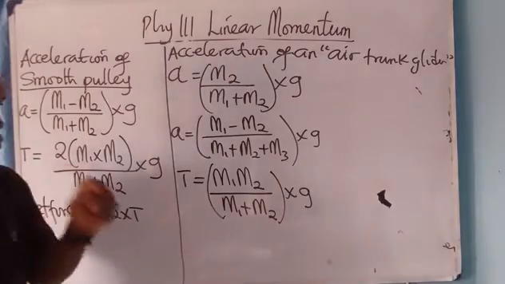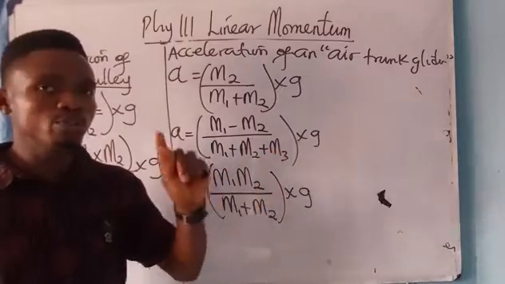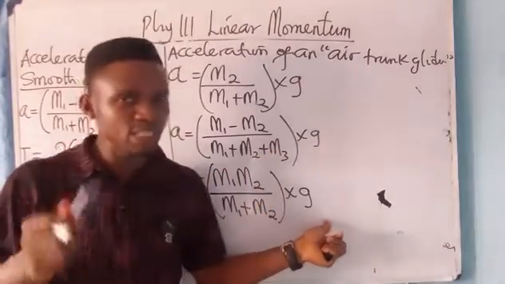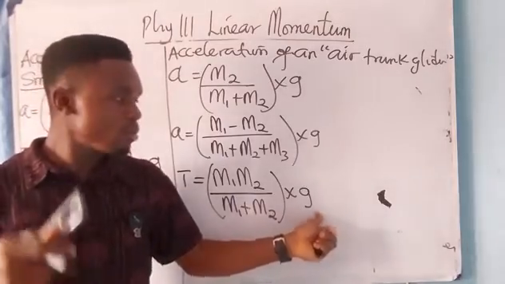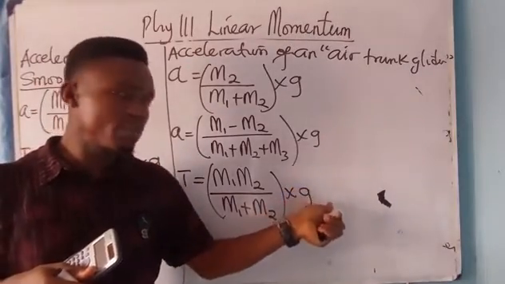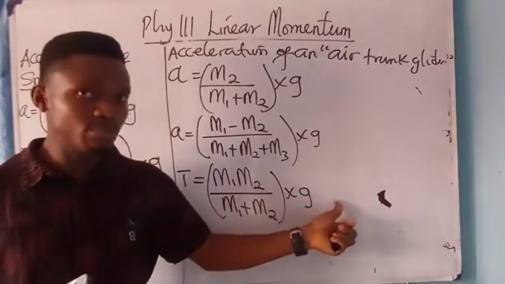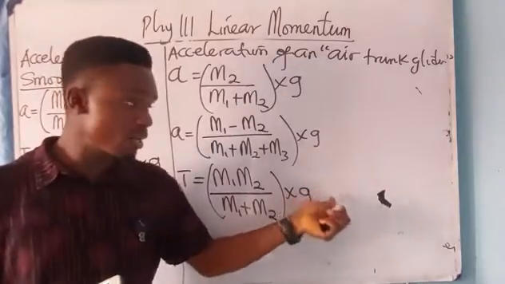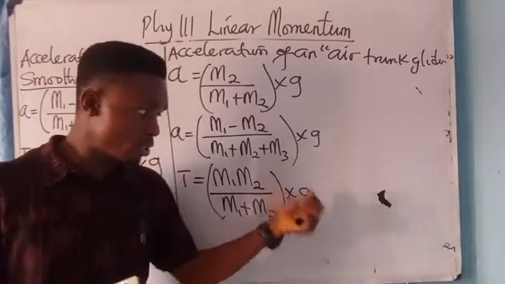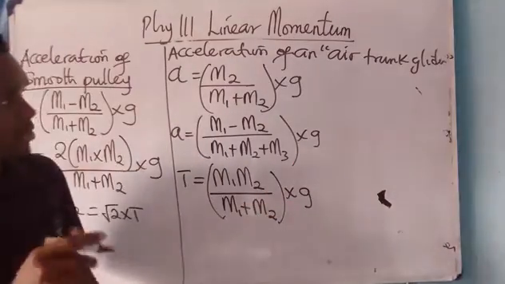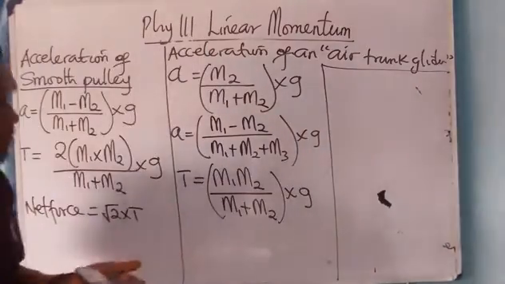Please take note of something. Whenever you are not given g in the question, please always make use of 9.8 meters per second squared. But if you are given g to be 10, please use 10. Whenever you are given, use whatever you are given. But when you are not given, please always take note that g will be 9.8 meters per second squared.